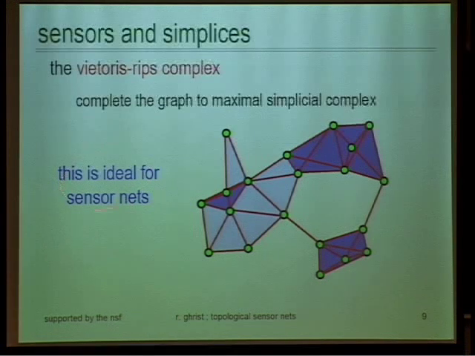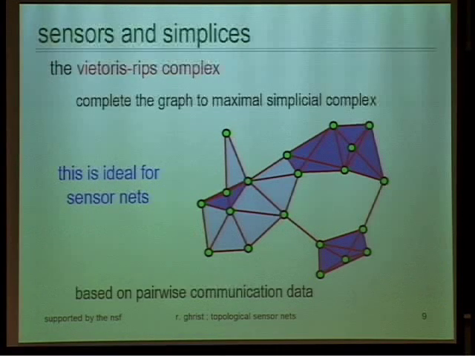And this is the right kind of object for a sensor network, because you're not worrying about all this fine overlap data. I just want to know, you know, if I broadcast a signal, how many of you can hear me? And if you're all broadcasting signals, who can hear whom? That's the kind of stuff that is measurable.